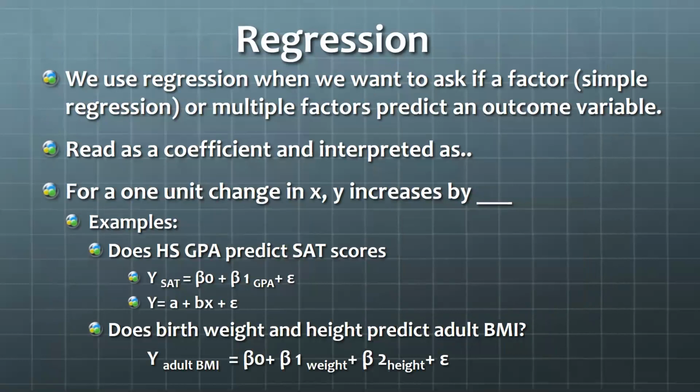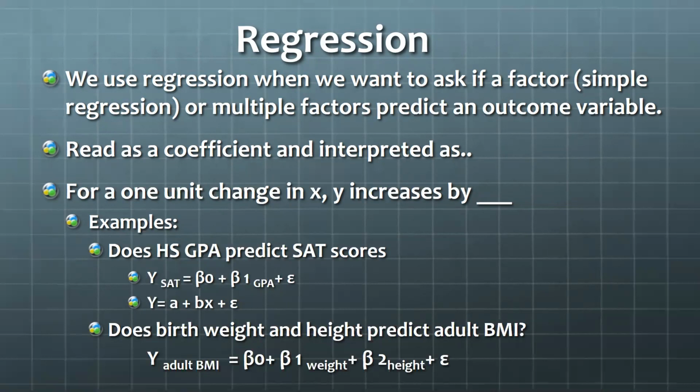So we use a regression when we want to ask if one thing can predict an outcome. So it's all done by the slope of the line. So here we have an example of a prediction. Does high school GPA predict SAT scores? Mathematically, this is the formula for the slope of the line. And does birth weight and height predict adult BMI?